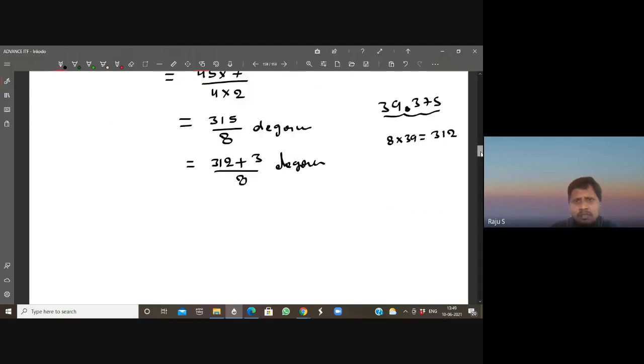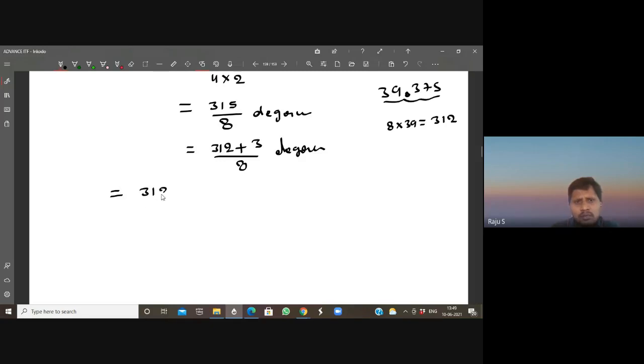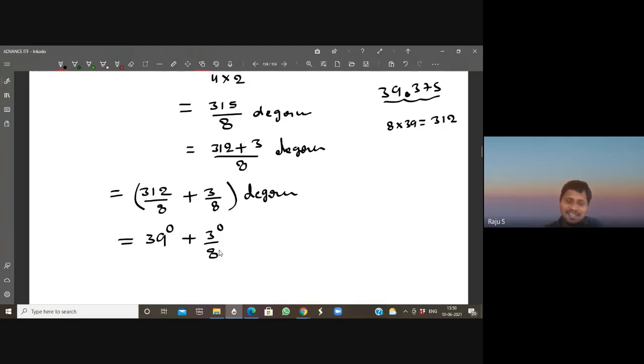Okay, anyhow, this is equal to, I want to write separately, 312 by 8 plus 3 by 8 degrees. Right now, see here 312 by 8 is how much? 39 degrees plus 3 by 8. Shall I write 3 by 8 degrees also? No, sir, in minutes. We cannot, it is degrees only. Still, I didn't change it to minutes. Multiply by 60.